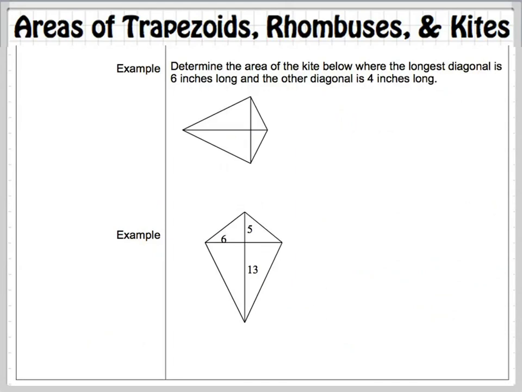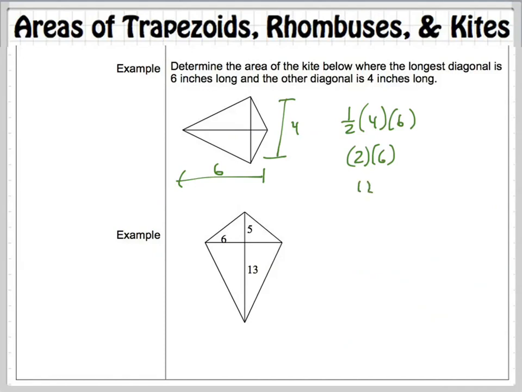Okay, first one, it gives us some labels. It says, determine the area of the kite below. The longest diagonal is 6 inches. So I'm going to label it like this. This is going to be 6. And the other diagonal is 4 inches. Also be kind of fast. 1/2 times 4 times 6. 1/2 of 4 is 2. And then we have a 6. That's 12. 12 inches squared.